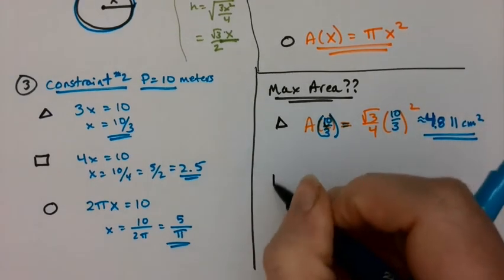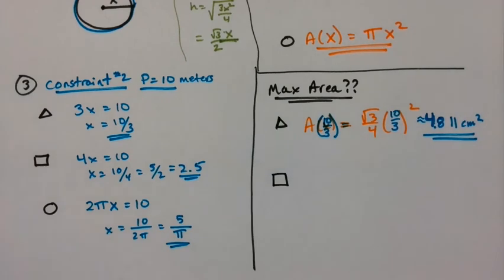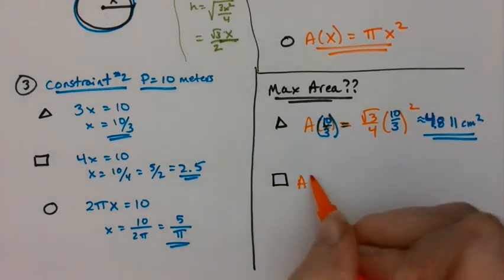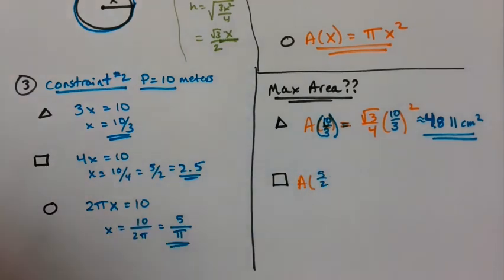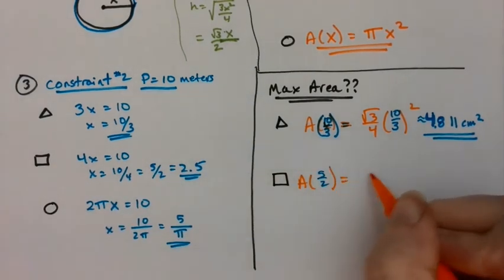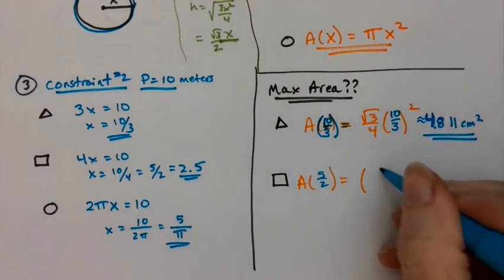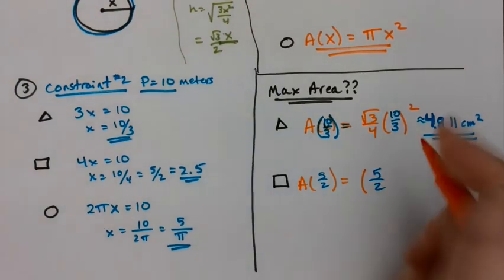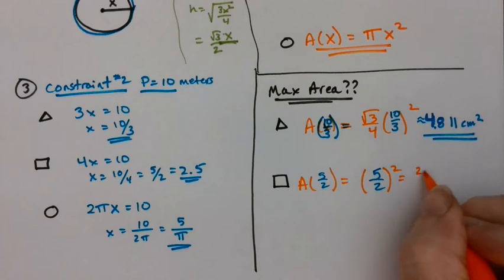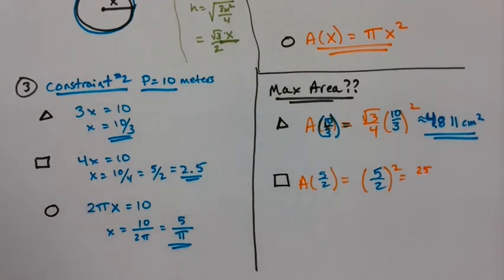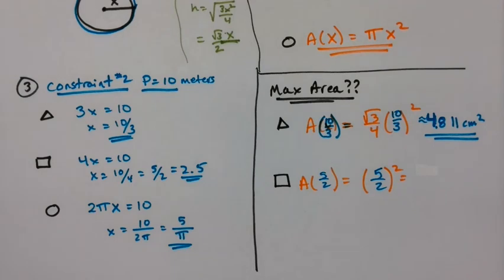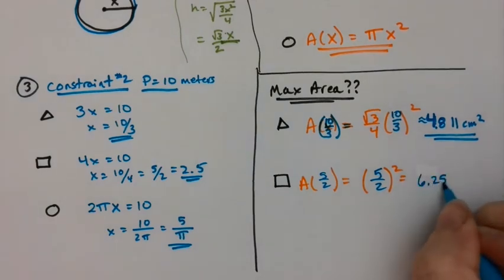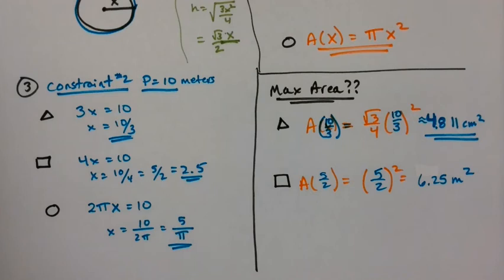Okay, now what about the square? The area function for the square is going to be the area of 2.5, or 5 halves, either way, which would be 5 halves squared. Simple as that, which is 25 over 4, which is 6.25. So it's 6.25. Oh, I made these meters. Sorry, not centimeters. Meters squared. Forgot.